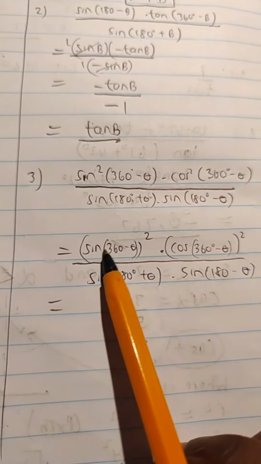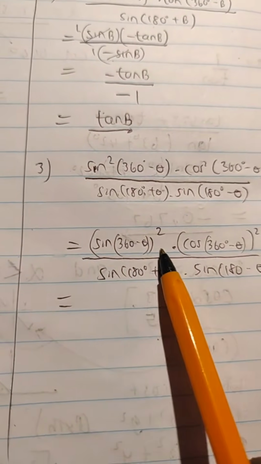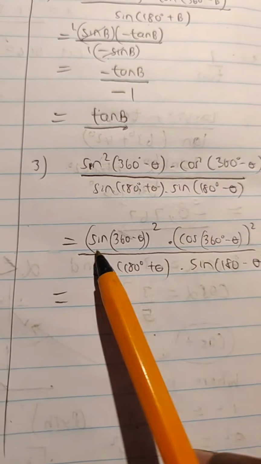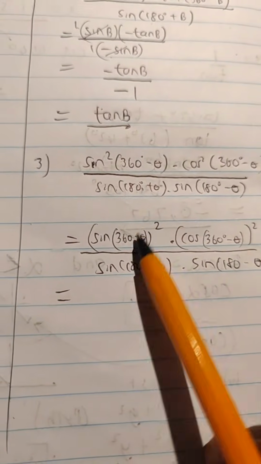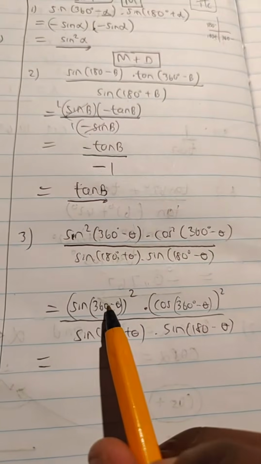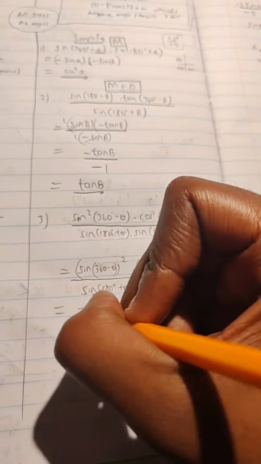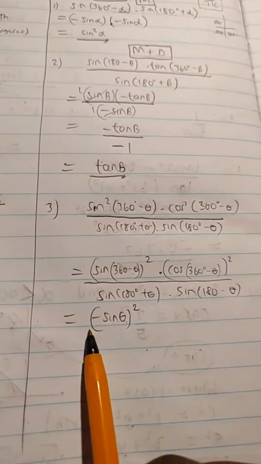So sine of 360 minus theta, we are squaring. We are going to eventually square whatever we get inside of here, which is why whatever we get is going to be positive. But let's look at it step by step. Sine 360 minus theta is in the fourth quadrant. How is sine there? Sine is negative, but then you are going to square it.